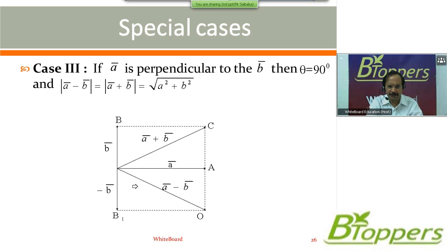So you cannot write A bar minus B bar equal to A bar plus B bar here. You can write mod of A bar minus B bar equal to mod of A bar plus B bar. Then A bar is perpendicular to B bar.